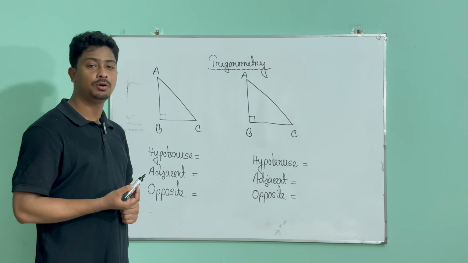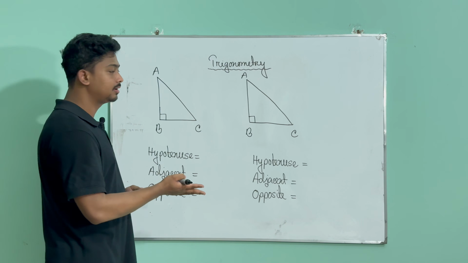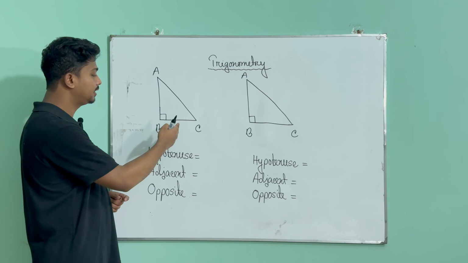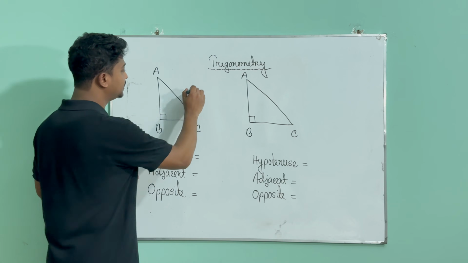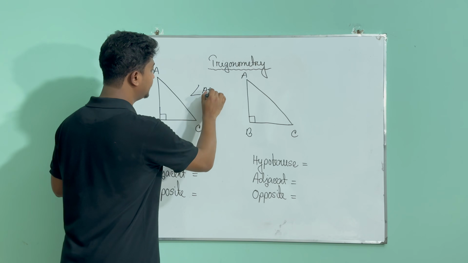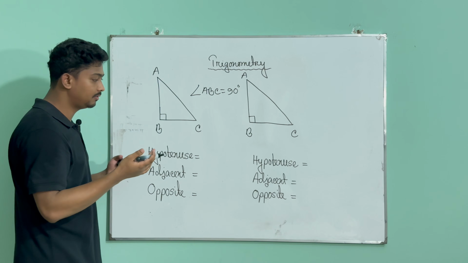So on the board, you can see that we have two right angle triangles. Now, why are we calling them right angle triangles? As we know, in a right angle triangle, at least one angle will be 90 degrees. So you can see that in both these triangles, we have angle ABC, which is 90 degrees or a right angle. So obviously, both of them are right angle triangles.